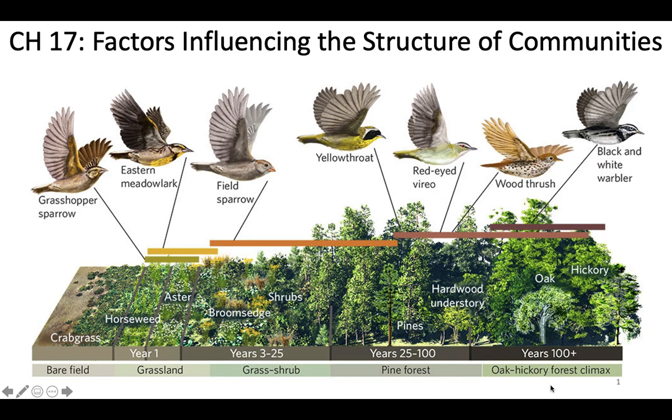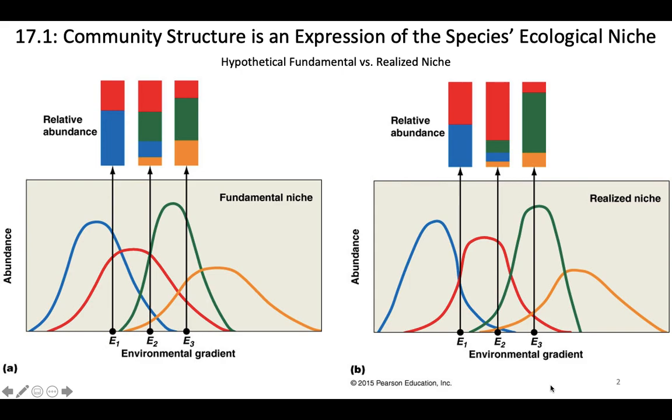So let's talk about some of the things that influence the structure of communities. Let's bring us back to this idea of the niche. Let me remind you that the difference between a fundamental niche and a realized niche is that the fundamental niche encompasses all of the optimal environmental requirements for a species to function at its optima. Realized niche is what they're actually able to obtain in the environment.